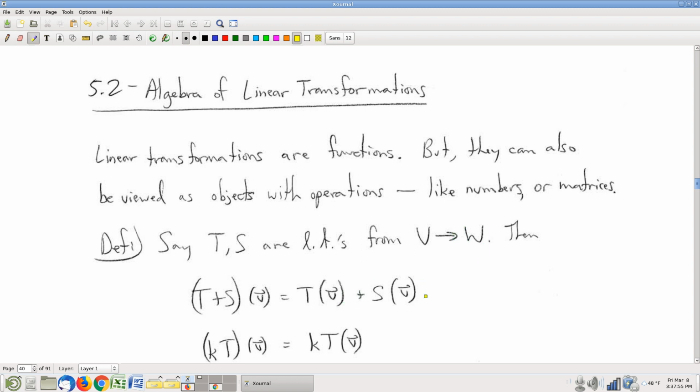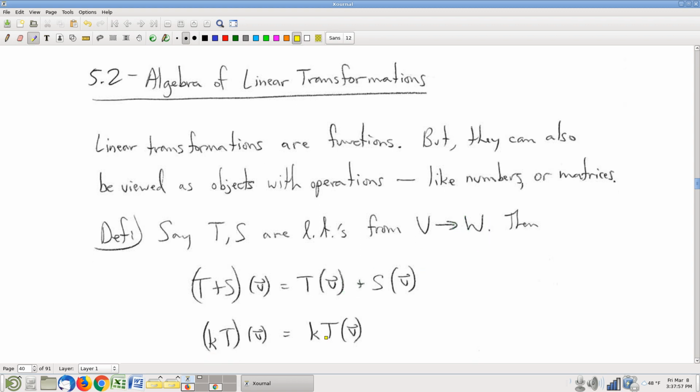Alrighty. So likewise with scalar multiplication, what does it mean to multiply k times a scalar? Well, that is whatever W says it means. And with that operation in W, from that we can then define what k times a linear transformation ought to be. This scalar multiplication is a ripoff of that scalar multiplication that already exists.